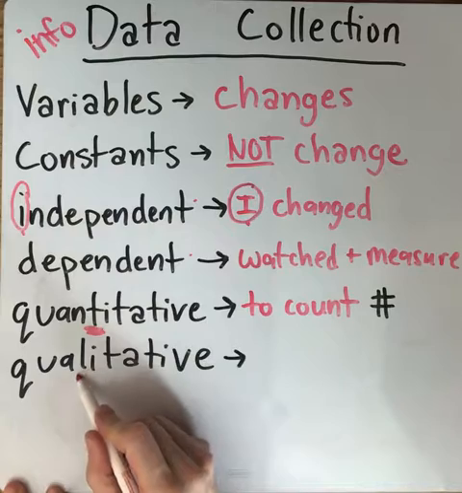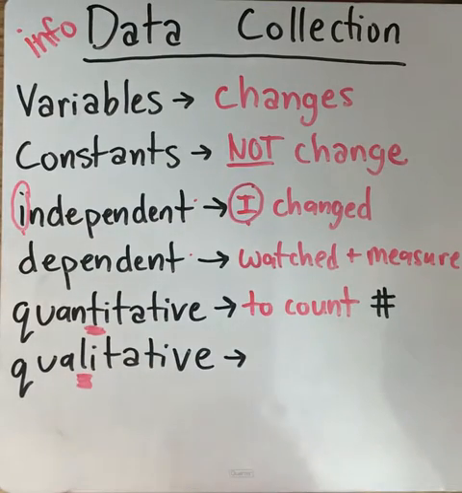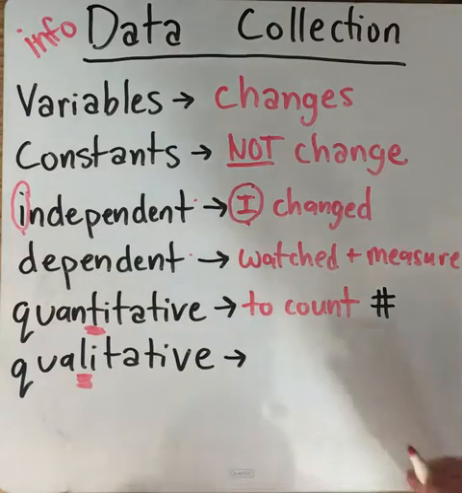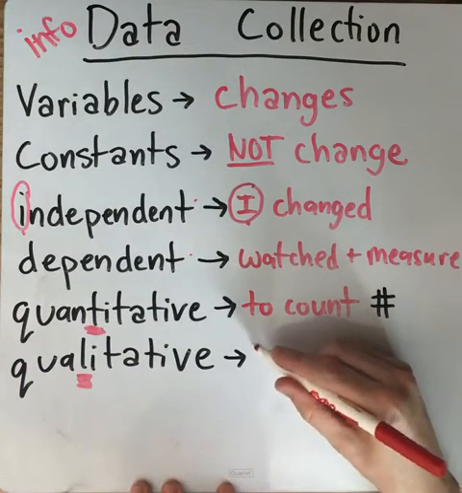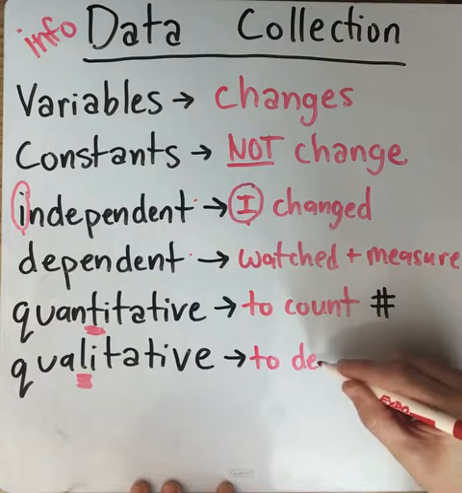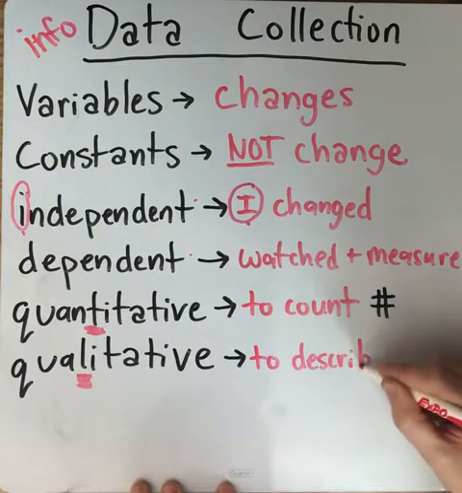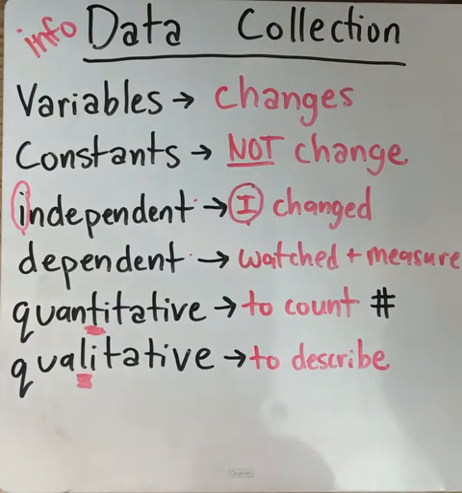On the other hand, qualitative, notice the L. Qualitative comes from the word quality. A quality just means to describe. Qualitative variables are not given numbers. For example, how soft something is, the color of your eyes. These would be qualitative. We cannot easily give them a number.